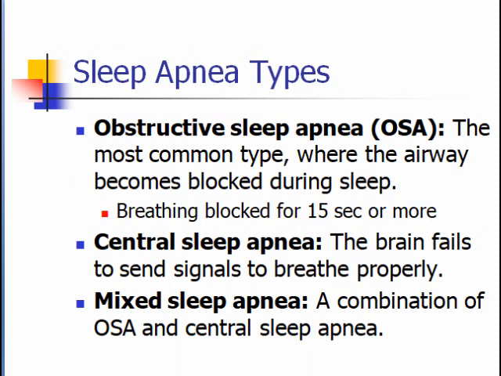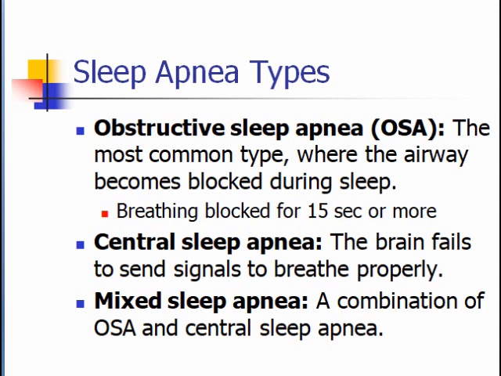We're going to be talking mostly about sleep apnea, and there's three types. Obstructive sleep apnea, we shorten it to OSA, is the most common type. This is where the airway becomes blocked during sleep, and usually it's our tongue that is blocking the airway. And if the breathing is blocked for more than 15 seconds, it's considered to be sleep apnea.